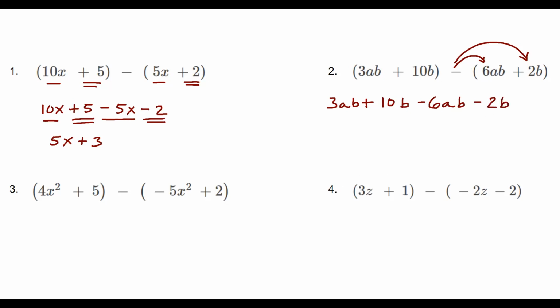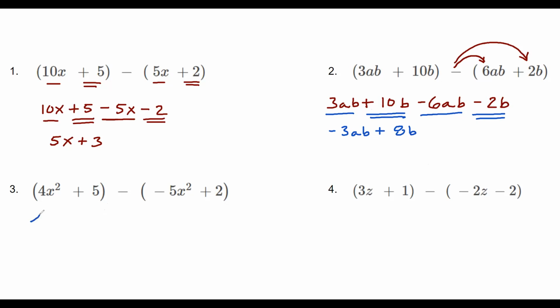Let's identify our like terms. Use a different color for this. 3ab and minus 6ab. 3 minus 6 is minus 3ab. Our next set of like terms are plus 10b and minus 2b. 10 minus 2 leaves us with plus 8b. Minus 3ab plus 8b. Let's take a look at problem number 3.